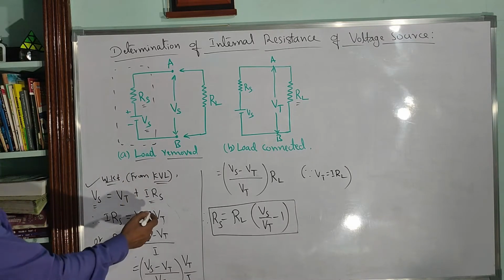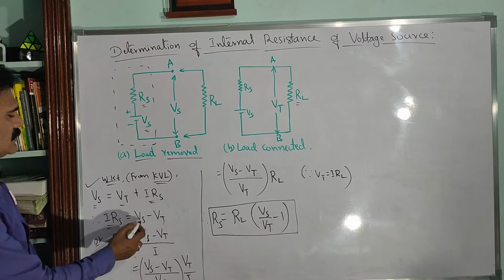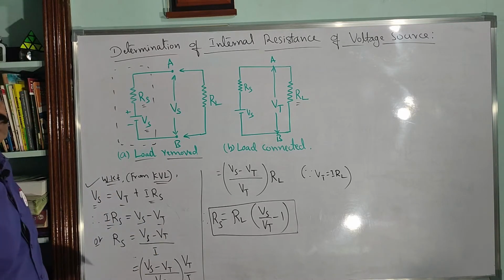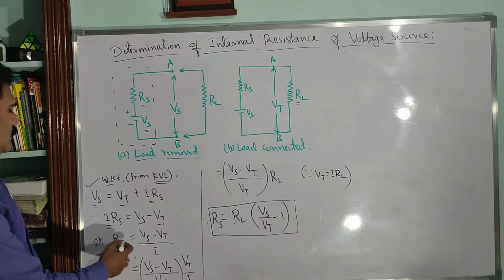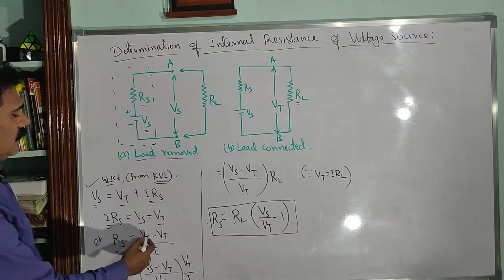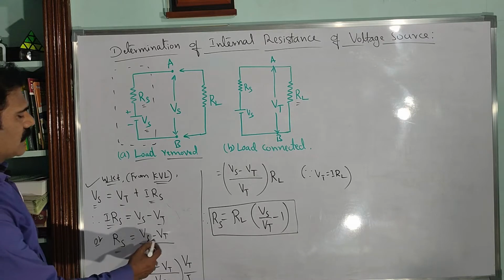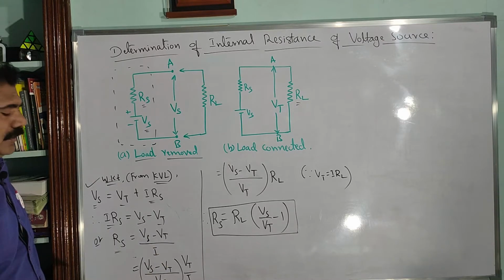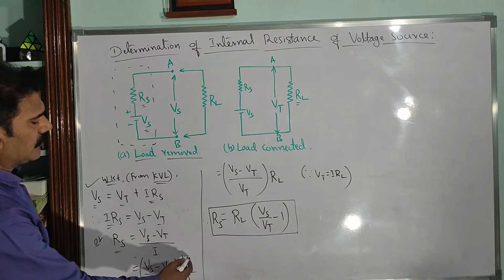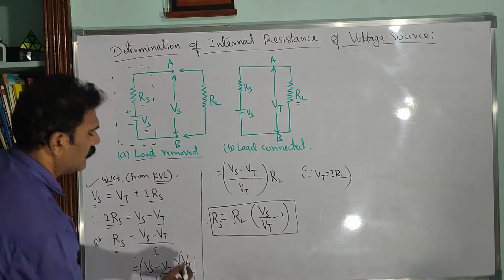Now by rearranging the equation, I into Rs is equal to Vs minus Vt, taking Vt to the left-hand side. Then, rearranging for Rs, Rs is equal to Vs minus Vt, with I in the denominator, so Vs minus Vt by I. Then Vs minus Vt is divided by Vt and multiplied by Vt in the next step, so that we get the ratio V by I.